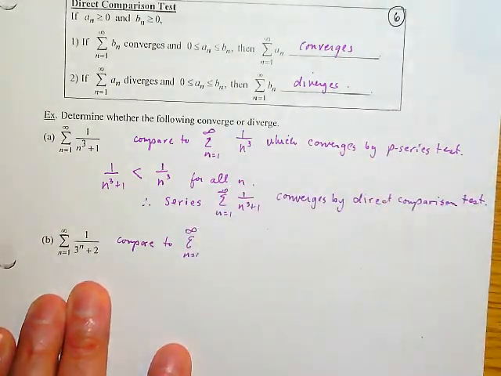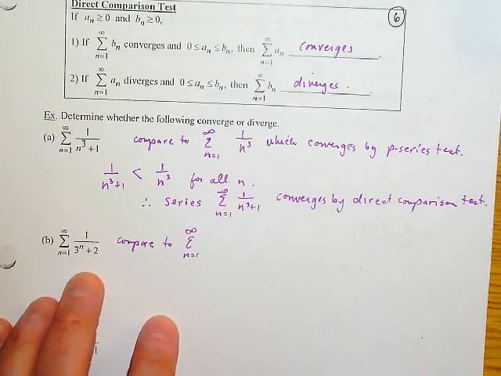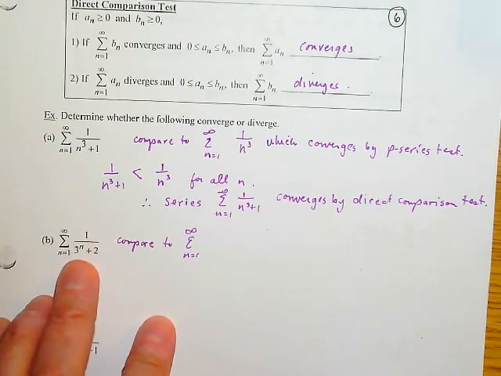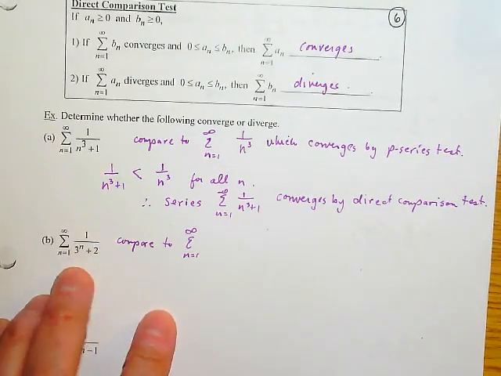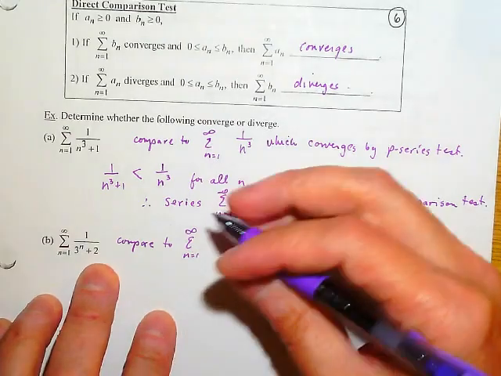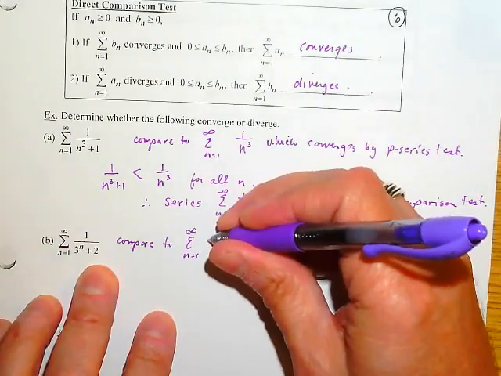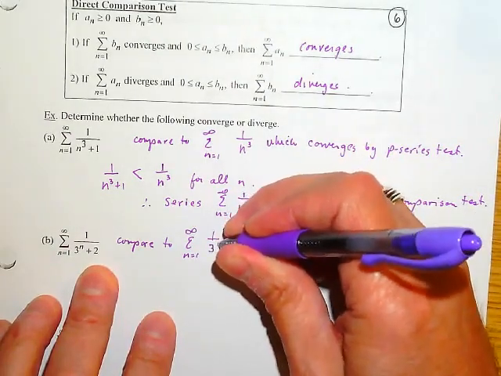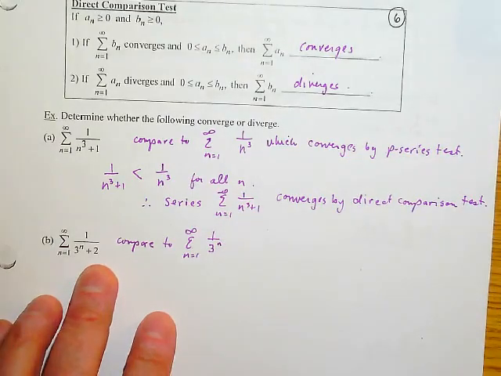We're going to compare that to the sum from n equals 1 to infinity of what? Well, if you think about it, 1 over 3 to the n is the business part of that. Plus 2 really isn't changing it that much, is it? So we're going to compare that to 1 over 3 to the n. This is not a p-series test.